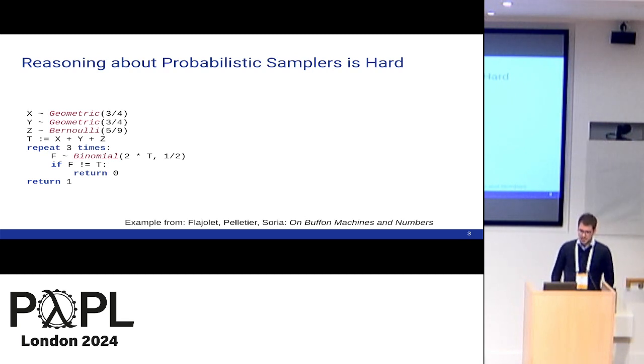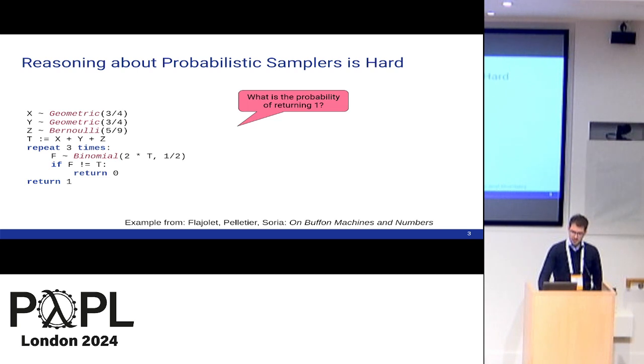Let me give you a simple example of why reasoning about probabilistic programs is difficult. Here we have a very simple sampler that returns 0 or 1. It only uses simple distributions like geometric, Bernoulli, binomial, and simple operations. So it shouldn't be too hard to figure out what the probability of returning 1 is, right? Well, it turns out it's 1 over pi. That's a bit surprising because everything we do uses rational numbers. So where does this come from?